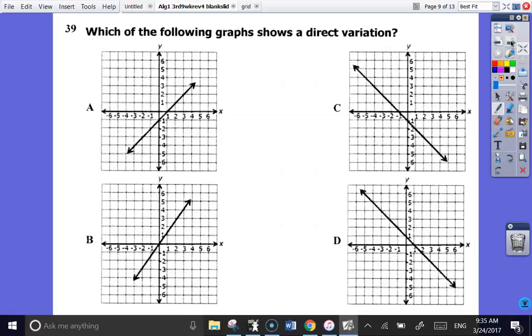Okay, which one of those graphs shows a direct variation? Remember what you expect to see. You're looking for the y-intercept equals 0 here. It goes through the origin, the middle of the graph. So the only one that does that is B. Again, if you know that one fact, you're probably going to get at least one of these questions right.